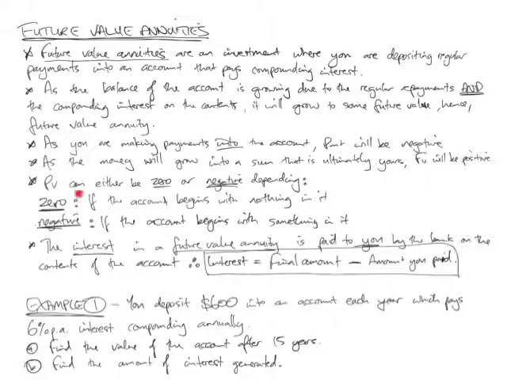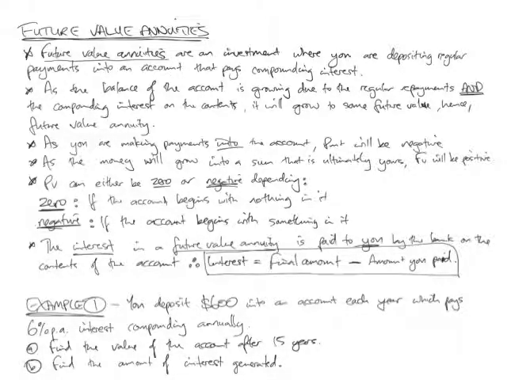And then PV can either be 0 or it can be negative, and that depends on the situation. I'm going to do both in this topic. PV is going to be 0 if your account begins with nothing in it, so you start up an account, you don't have any money to start it off with, so you're just going to put money into it regularly starting from nothing. In that case, PV is going to be 0. PV can also be negative, and that's only if the account begins with a sum of money in it. So you're going to encounter two examples here that show that.